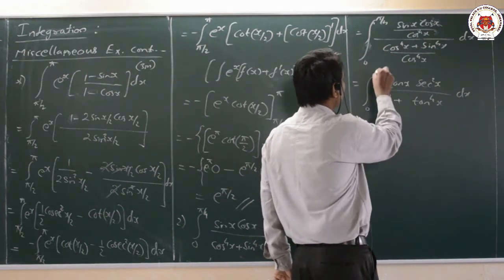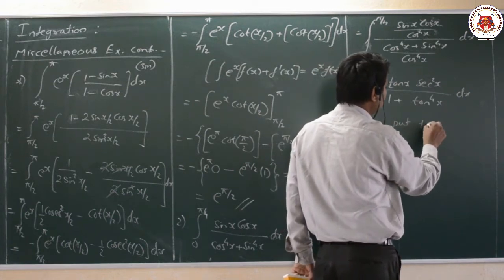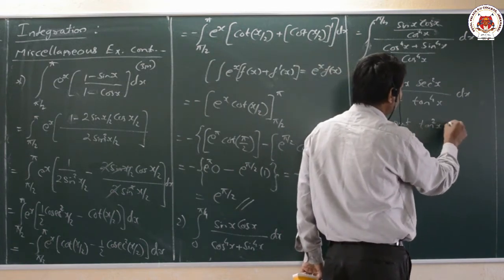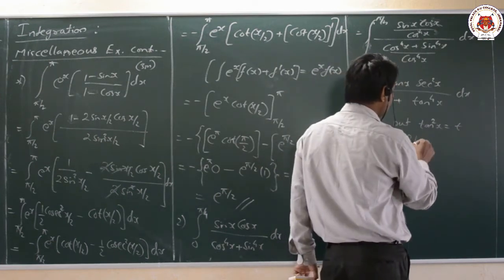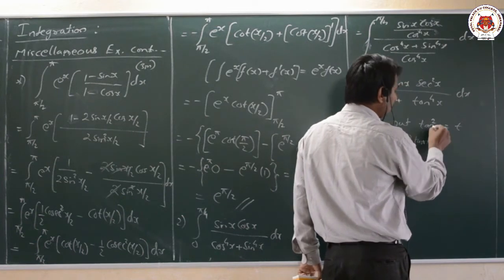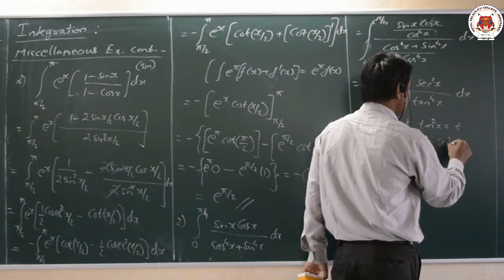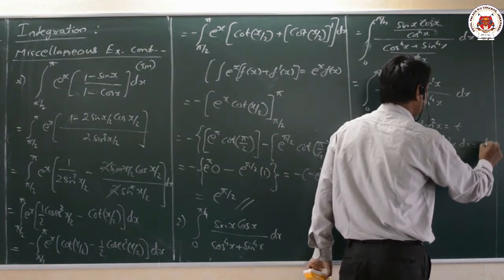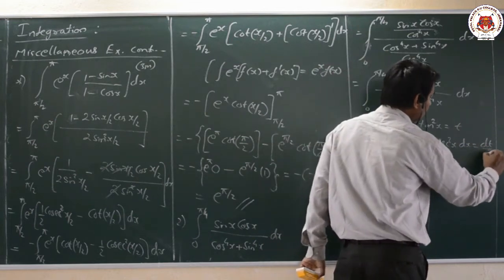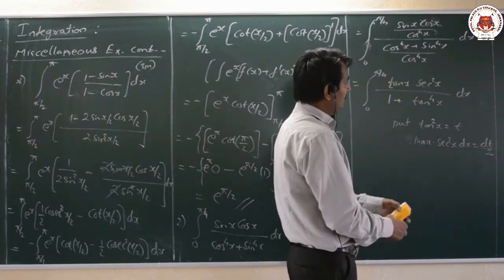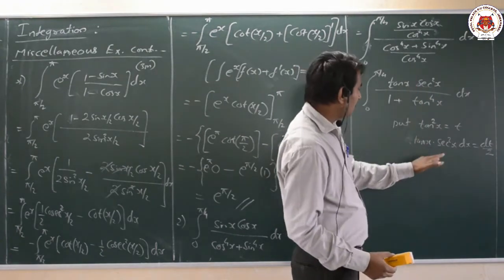Now, the limits are 0 to pi by 4. Now I will substitute: put tan square x equal to t. Differentiation of tan square x is 2 tan x, and further differentiation of tan x becomes secant square x, so 2 tan x secant square x dx equals dt. This 2 I can take to the denominator. We can observe that tan x secant square x dx is dt by 2. Directly I will substitute here.